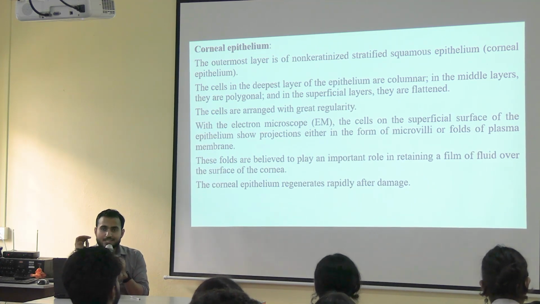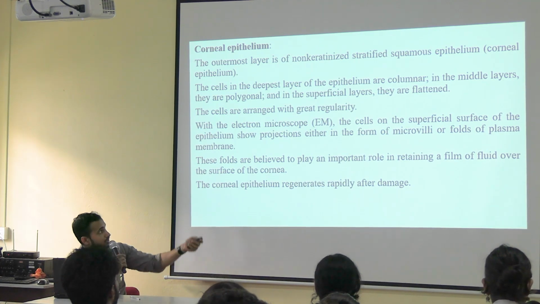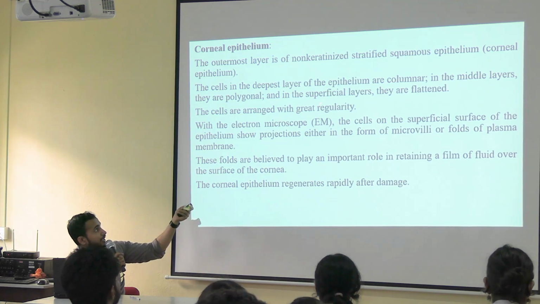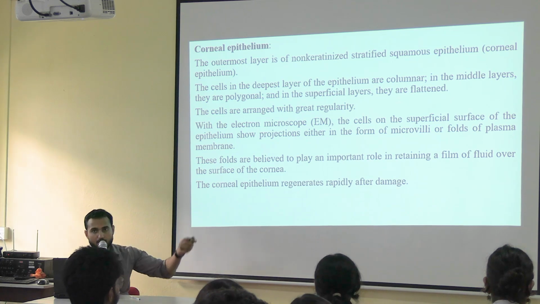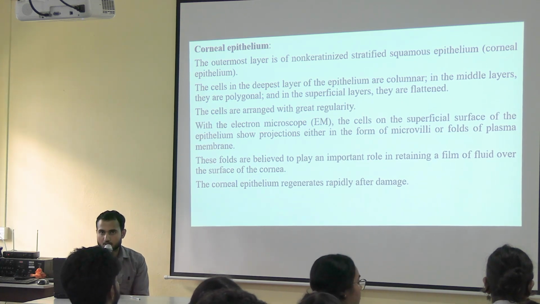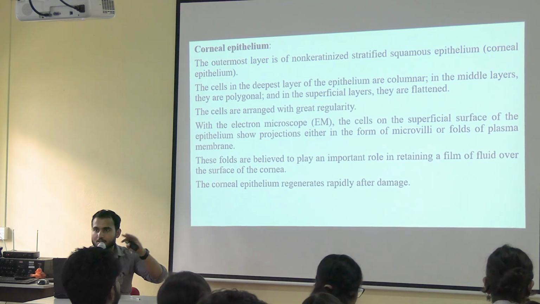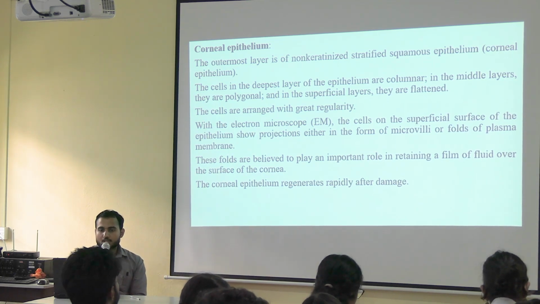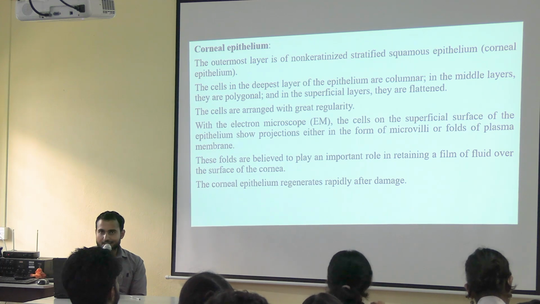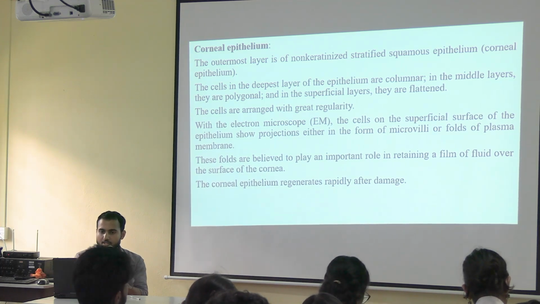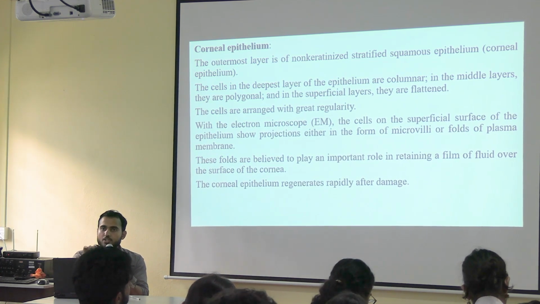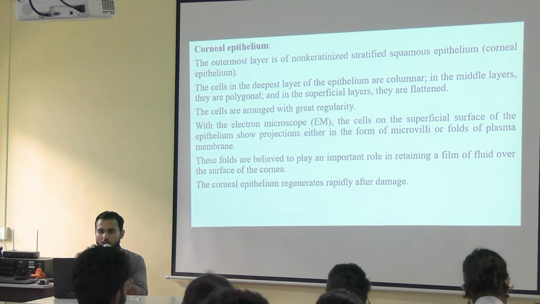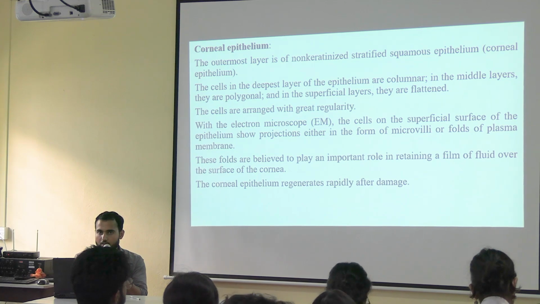If you see the cells of the deepest layer, cells of the deepest layer are columnar, middle layers are polygonal, and superficial layers are flattened. Also, you can say squamous. So, three different layers, three different types of cells are present. Next, if you see the EM structure of those cells, on the surface of the cell some projections are there, and they are referred to as microvilli or folds of plasma membrane.